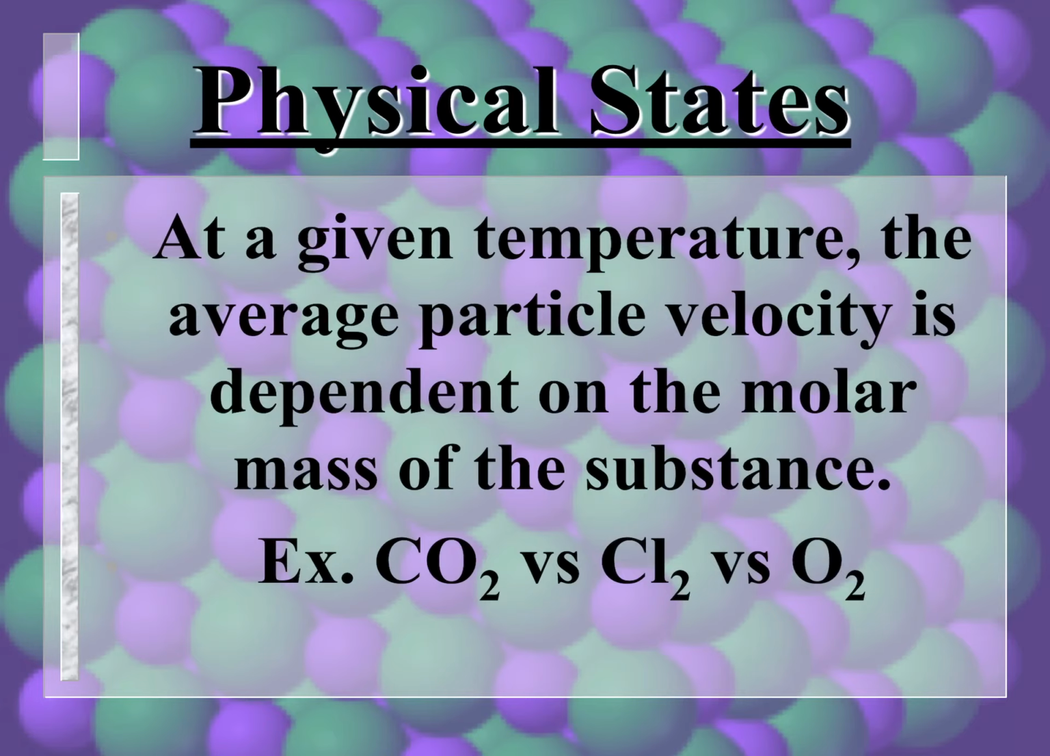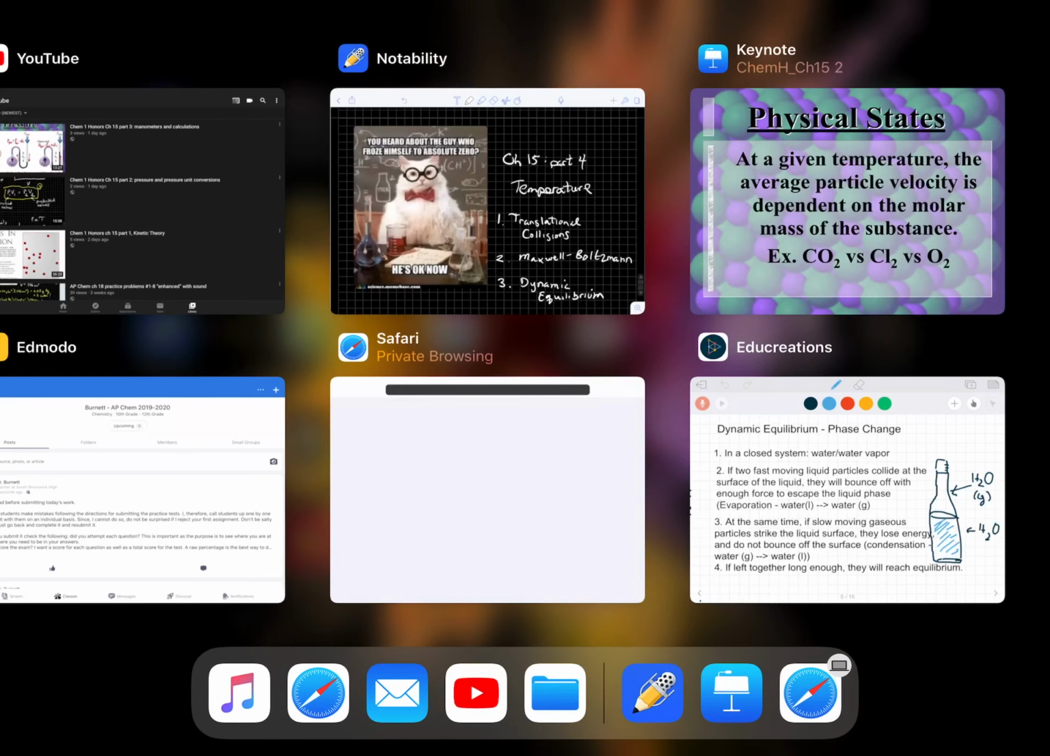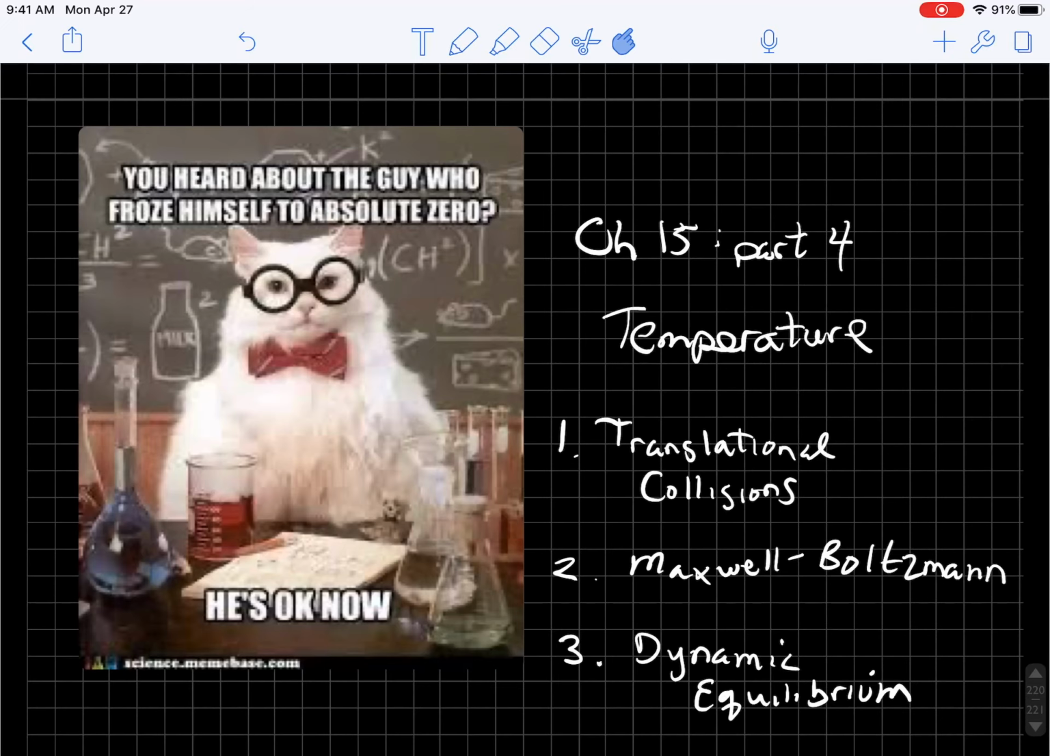So this question on a test: which of these would have the greatest average velocity, and which of these particles would have the lowest average velocity? Again, it's going to go by molecular mass. So I'm going to work that out real quick. Actually, a pretty easy calculation.